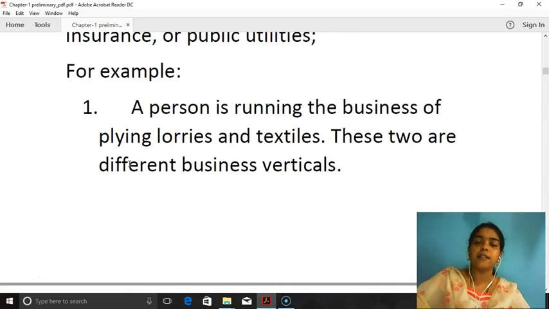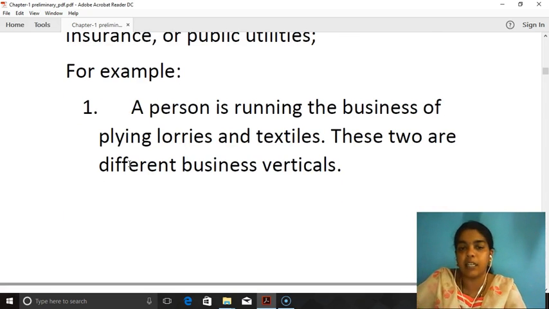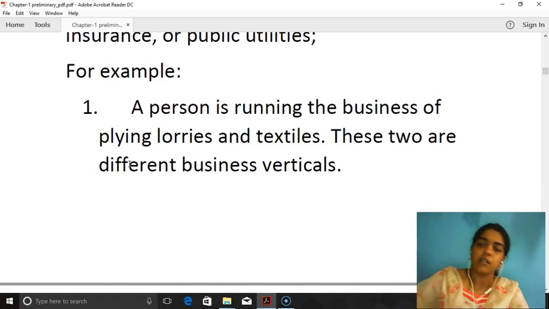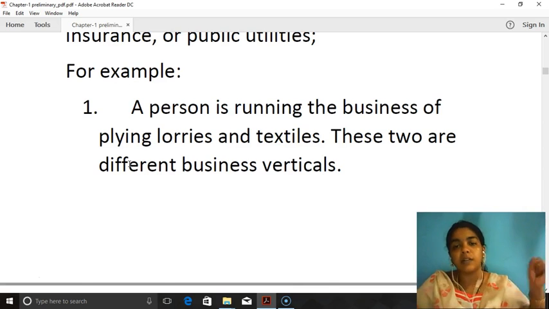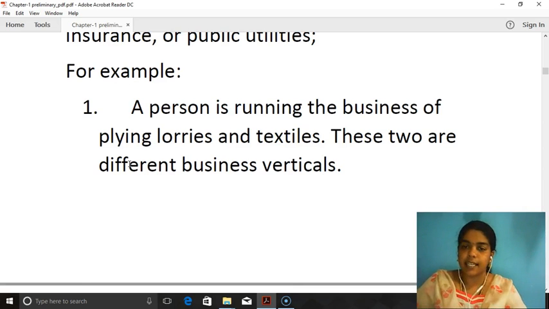Example, a person is running the business of plying lorries and textiles. These two are different business verticals. So it is a business of running lorries. Another one is the business of textiles. So can both be put together? No. One is into supply of goods, textiles. The other is into the service sector. So both are different.